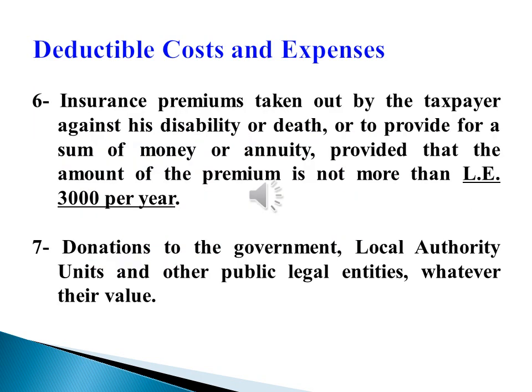Back to deductible costs and expenses. Number 6. Insurance premiums taken out by the taxpayer against his disability or death, or to provide for a sum of money or annuity, provided that the amount of the premium is not more than 3,000 livres Egyptian per year. Number 7. Donations are contributions paid to government, local authority units, and other public legal entities, whatever their value.